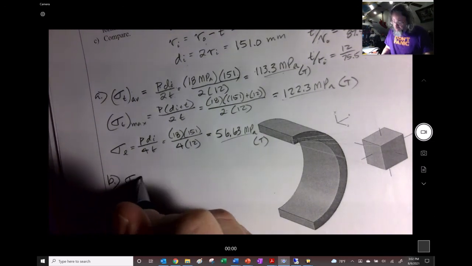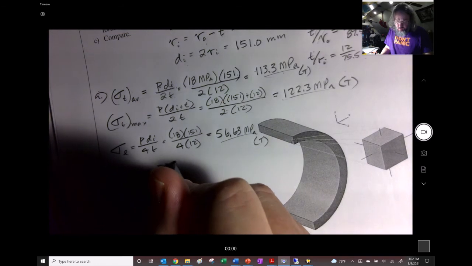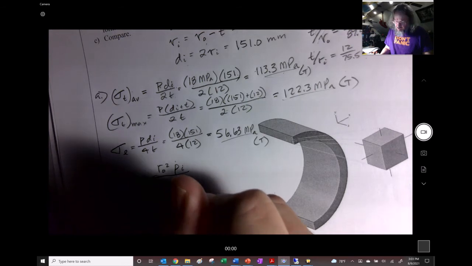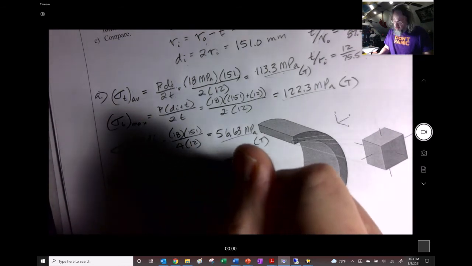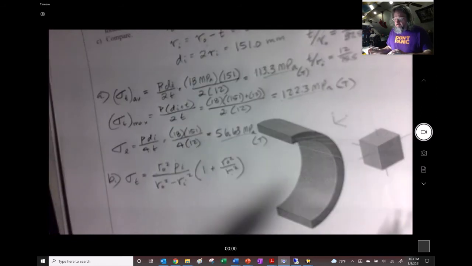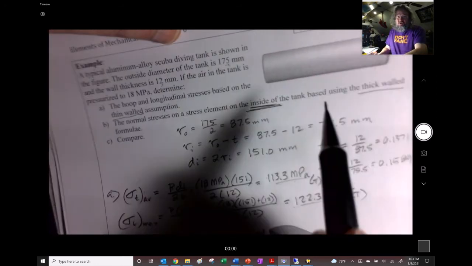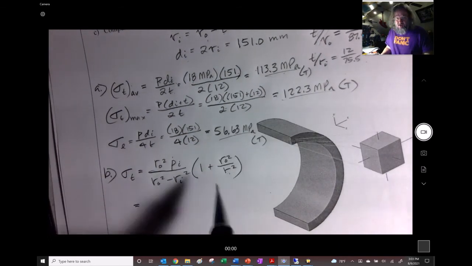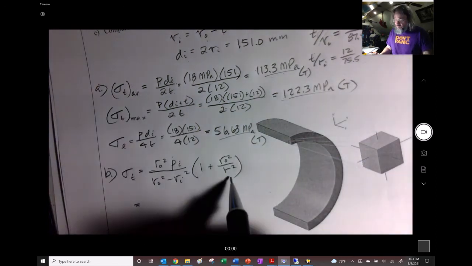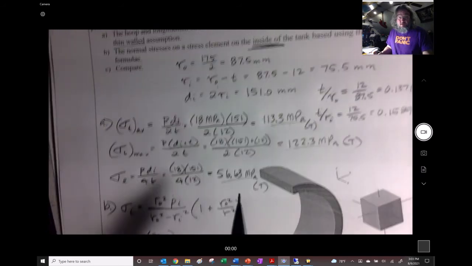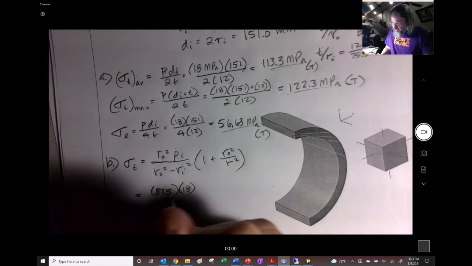Okay, so the equation is now going to be r_o squared p_i divided by r_o squared minus r_i squared, and then 1 plus r_o squared over r squared. And remember that r depends on where you're looking. We said right here it was on the inside surface of the tank. So let's go ahead and use the inside radius right there. So we get r_o is going to be 87.5. We said up above, remember, right up here, 87.5, and the pressure is 18.